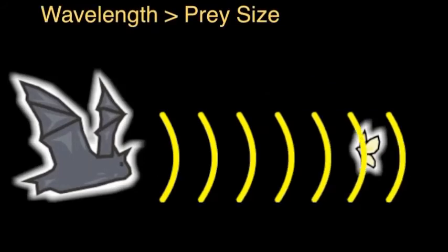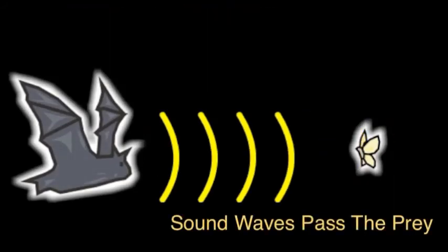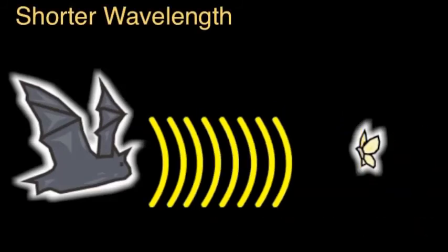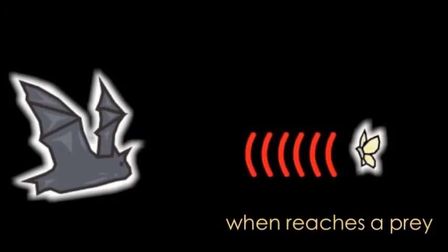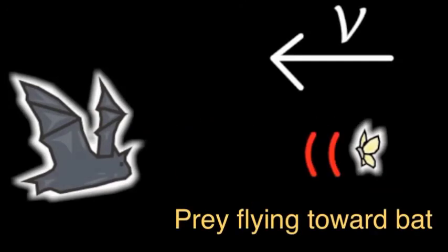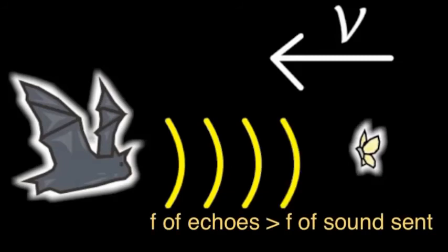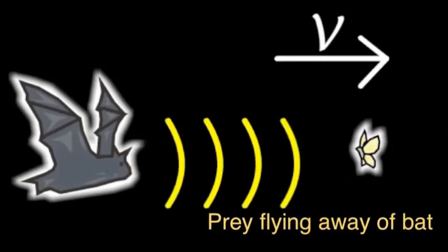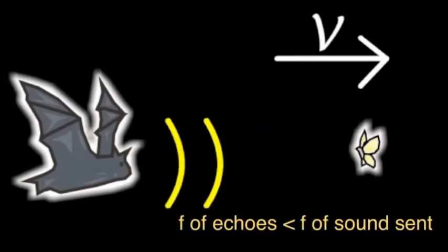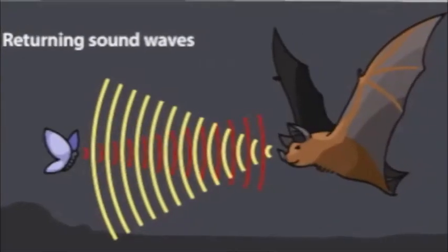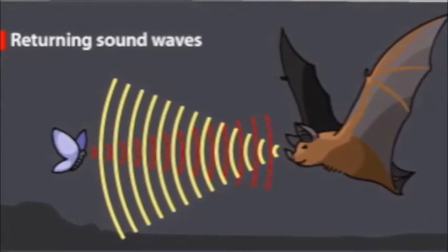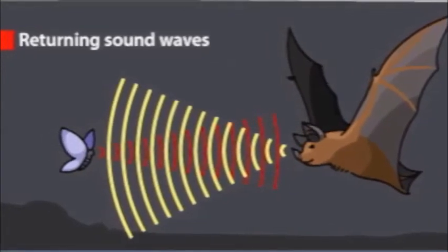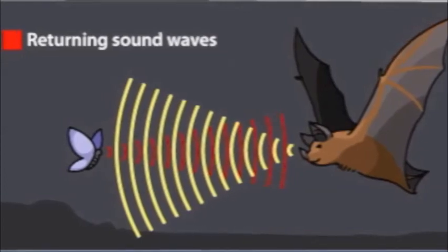frequency. If the wavelength of the sound wave is bigger than the size of the prey, sound waves can be considered to directly pass them. A higher frequency results in a shorter wavelength, so that the sound will reflect when it reaches the prey. If the prey is flying toward the bat, the frequency of the echoes is higher than the frequency of the sound that the bat sent. And if the prey is flying away from the bat, the frequency of the echoes is lower than the frequency sent. By knowing the duration from the time it shouted till its own echo is heard, bats can determine how much time is needed to reach a prey.